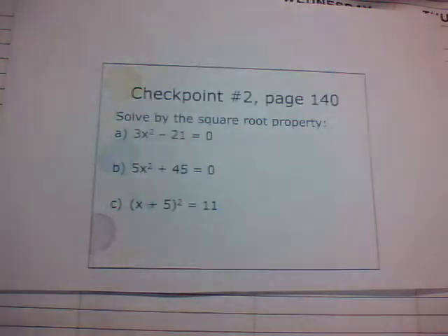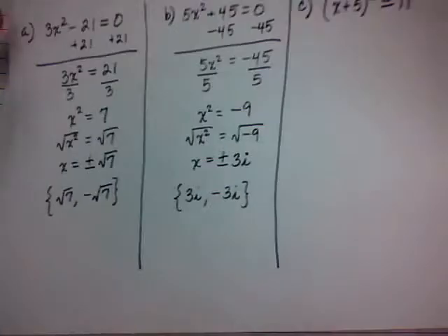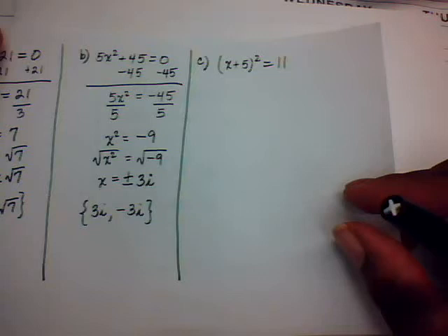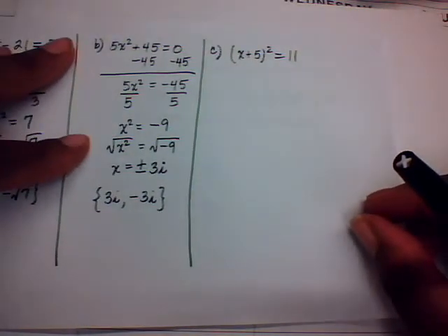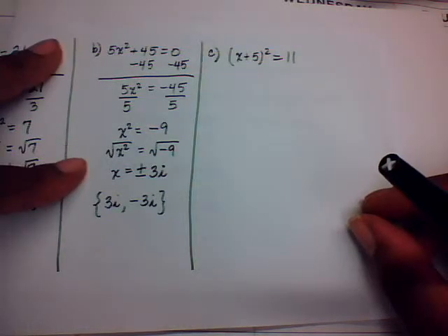All right, part C is written differently from A and B. Here we got x plus 5 quantity squared equals 11. And here we want to solve this particular quadratic equation.